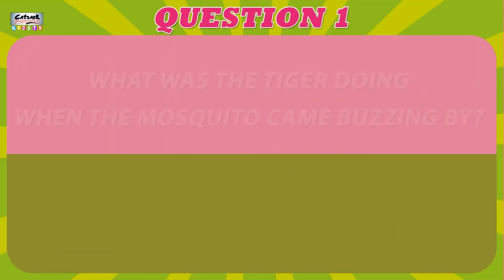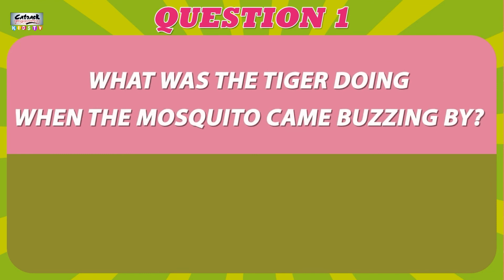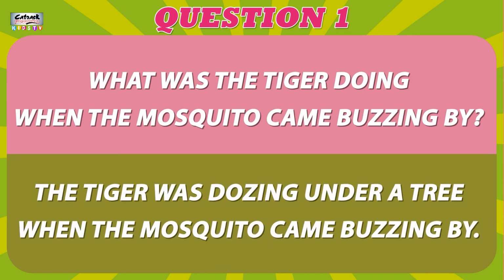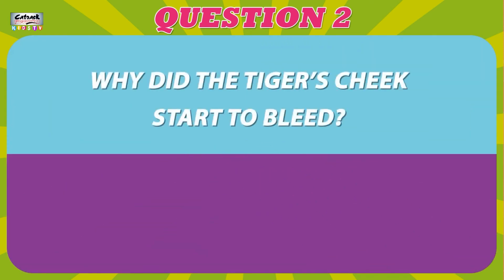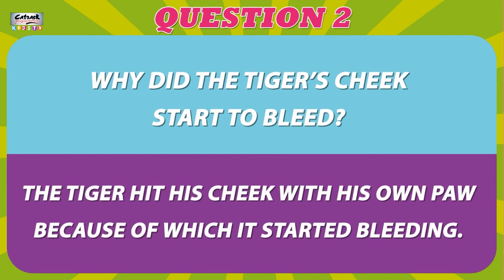Question 1. What was the tiger doing when the mosquito came buzzing by? Answer. The tiger was dozing under a tree when the mosquito came buzzing by. Question 2. Why did the tiger's cheek start to bleed? Answer. The tiger hit his cheek with his own paw, because of which it started bleeding.